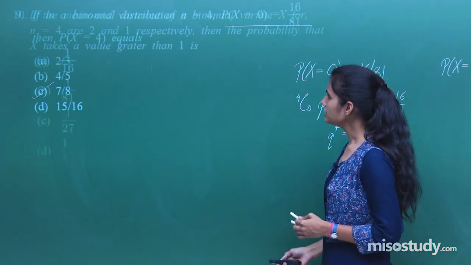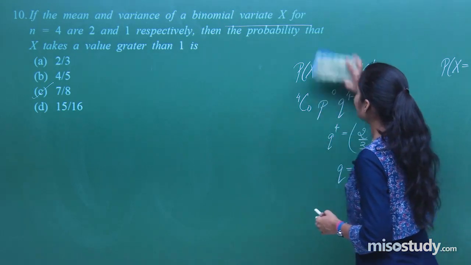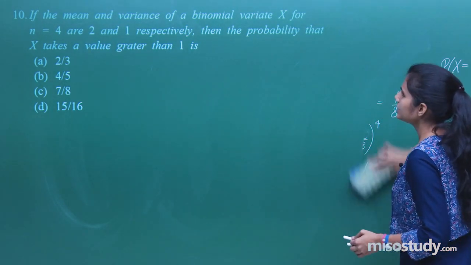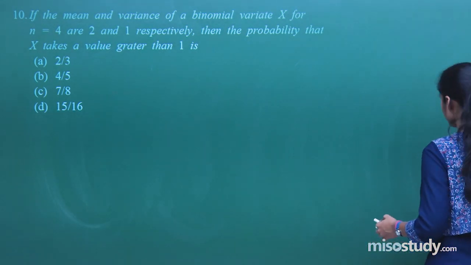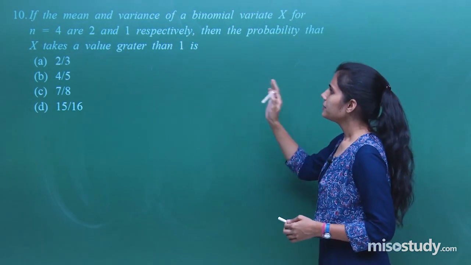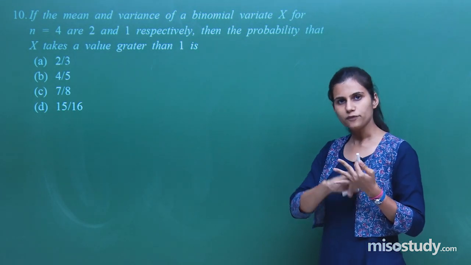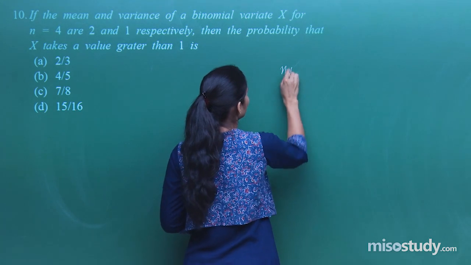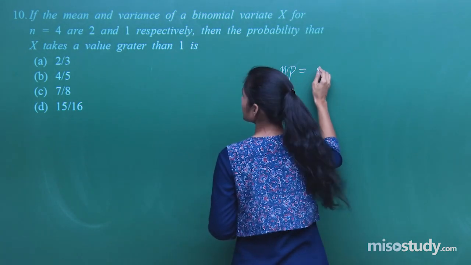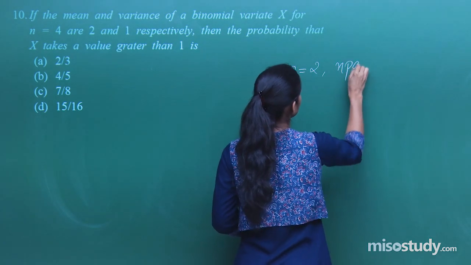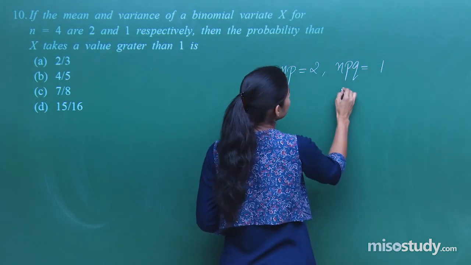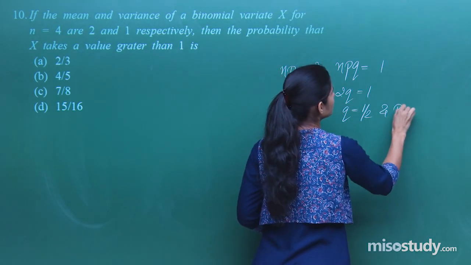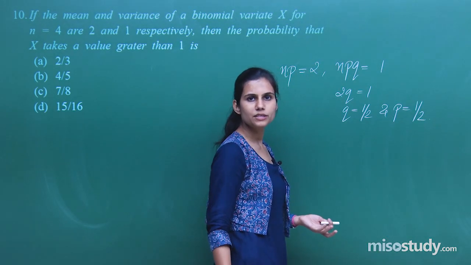Fine. Next question says that if the mean and variance of a binomial variate x for n equals 4 are 2 and 1 respectively, then what is the probability that x can take a value greater than 1? So n is 4, that means x can take values 0, 1, 2, 3 and 4. Mean is given to you and variance is given to you as 2 and 1. What is the mean of binomial distribution? np. np is given to you as 2. Variance is npq, that is given to you as 1. So if np is 2, you get 2q is 1. So q is 1 by 2. So therefore p is also 1 by 2 because p plus q is 1.